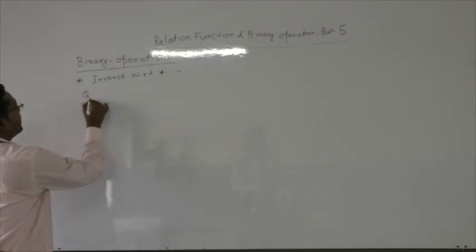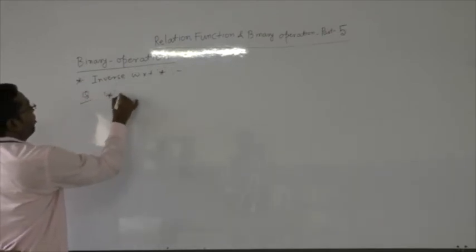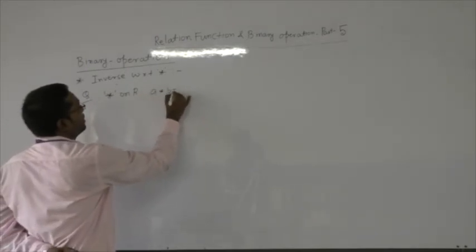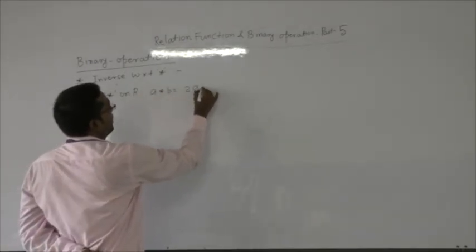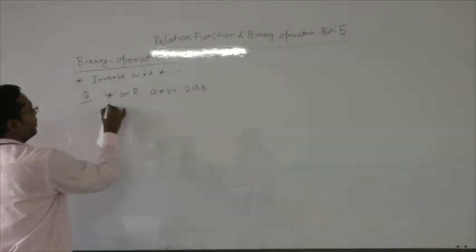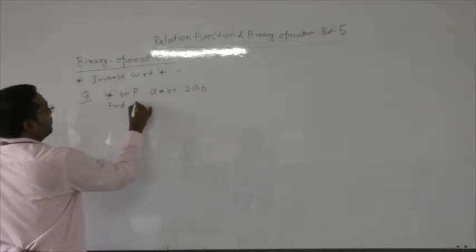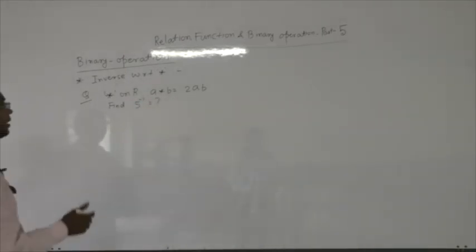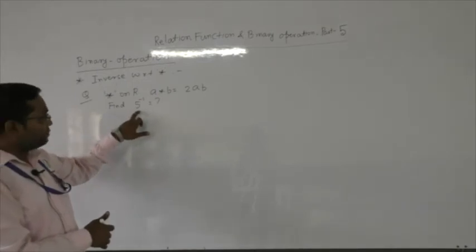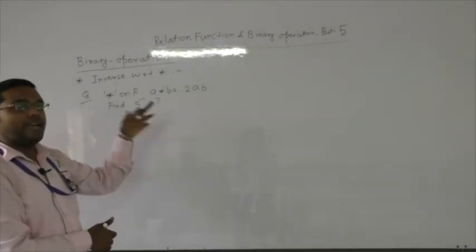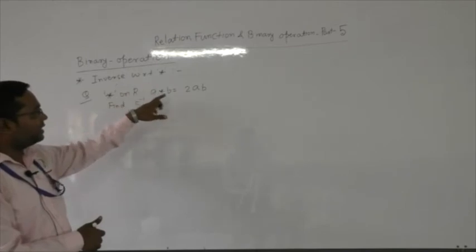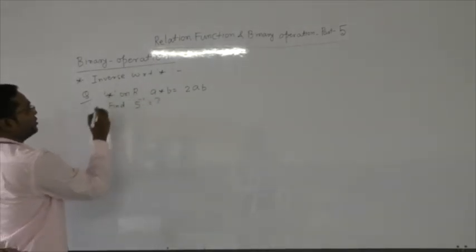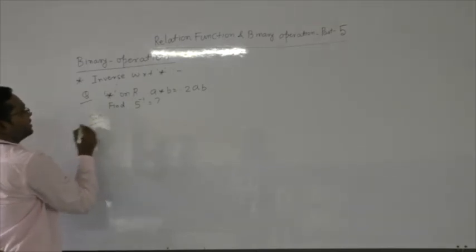Suppose the question says star is defined on the set of real numbers such that A star B is defined as 2AB. Find the inverse of 5. We have to find the inverse of 5, which means the identity element should exist. First we need to find the identity element, then only we can find the inverse of any number with respect to the star operation. Let's see.